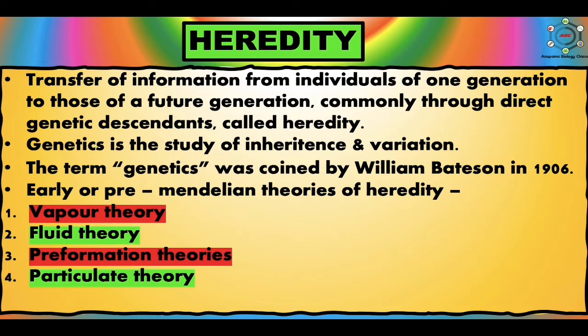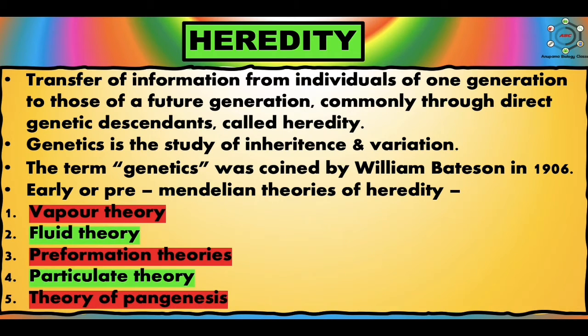After this, the particulate theory. Maupertuis proposed that each animal produced minute particles for reproduction, and a new individual is formed by the union of the particles of the two parents.